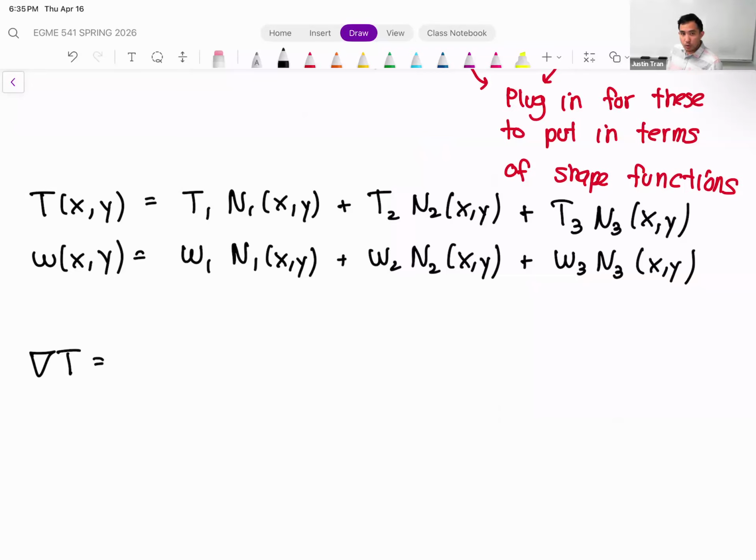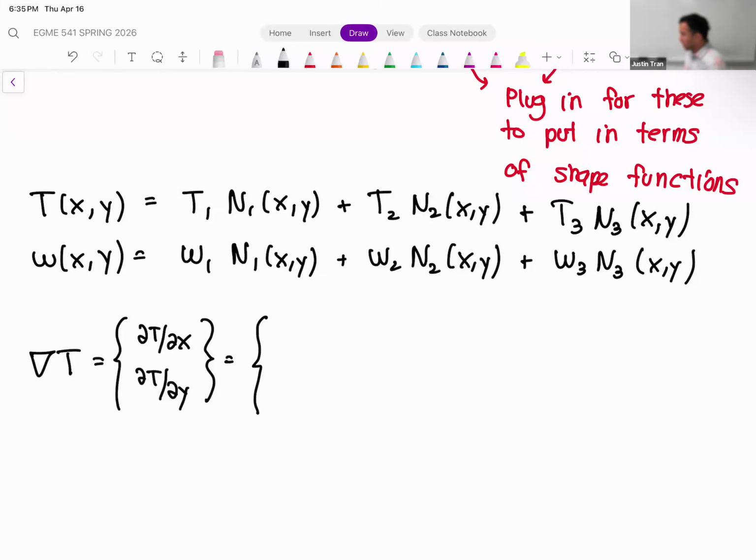Okay. Remember, gradient will take our scalar function and turn it into a vector. So we're going to have one component that has the x derivative, one component that has the y derivative. Okay. All right, so we have partial T, partial x, right? That's going to be one component of the vector. The other component is going to be partial T, partial y.